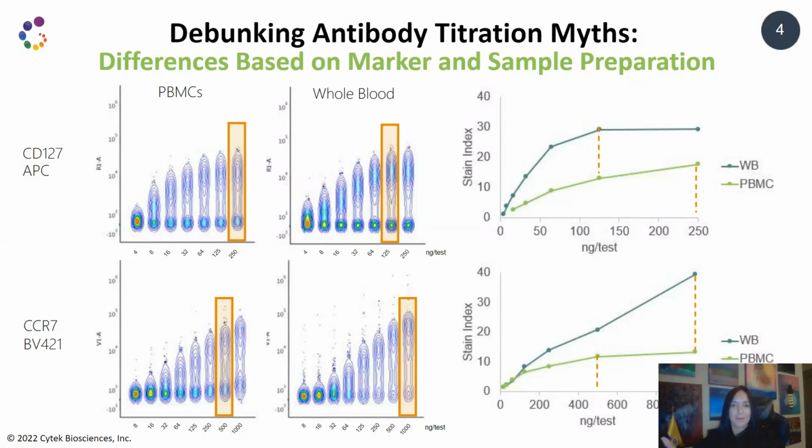To show you CD127, CCR7, once again, just if we look at the stain index curves, we see how different they are versus the pattern we have seen before where things match perfectly. This is not the case. So they are not the same. And then the optimal titer is calculated differently. So important to consider once again that anything you do to the cells before titration could affect your patterns and finally your optimal titer.